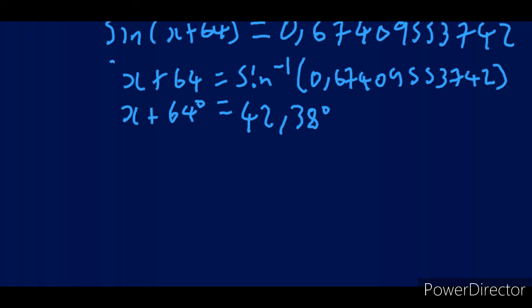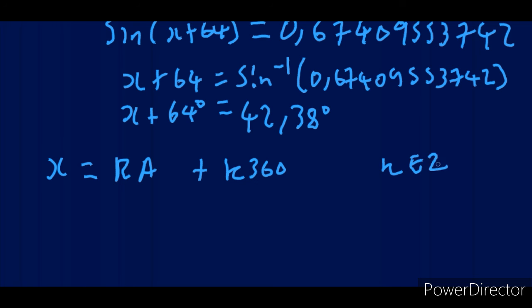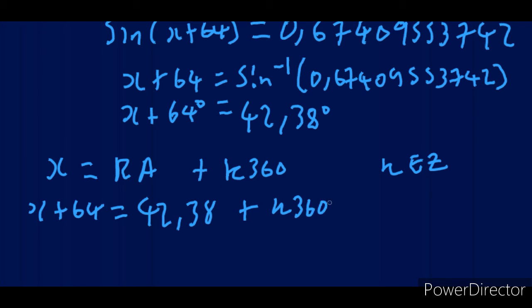So since we're dealing with sine, we know that sine is positive in the first quadrant and in the second quadrant. So in the first quadrant it is reference angle plus k times 360, and k is an element of integers. And then from here, we take this stuff as x, so we'll have x plus 64 is equal to, this is our reference angle, 42.38 plus k times 360, and k is an element of integers.